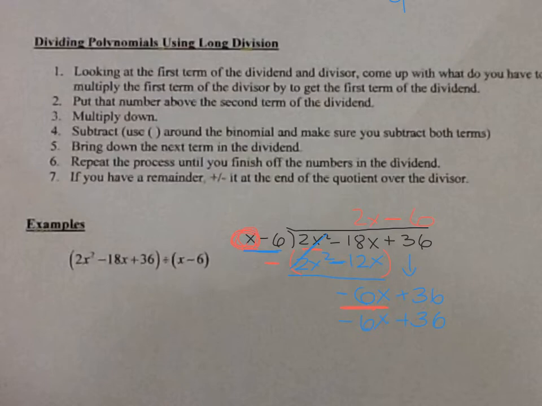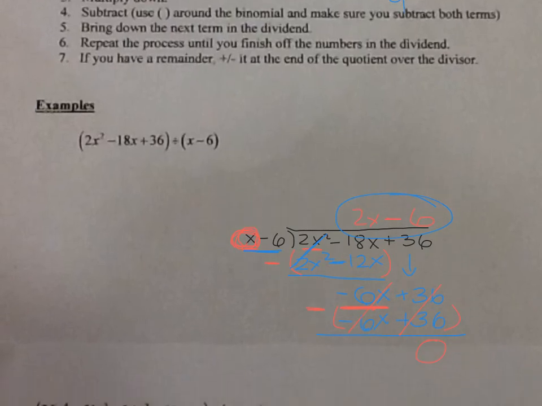And remember, what we're doing is we are subtracting here. All right, so what's 36 minus 36? That is 0. And the same thing here, what's negative 6x minus negative 6x? That is also 0. So my answer is 2x minus 6. This would be my answer right here. 2x minus 6. And notice that I got a remainder of 0. All right, so I want you guys to write this down right below this.